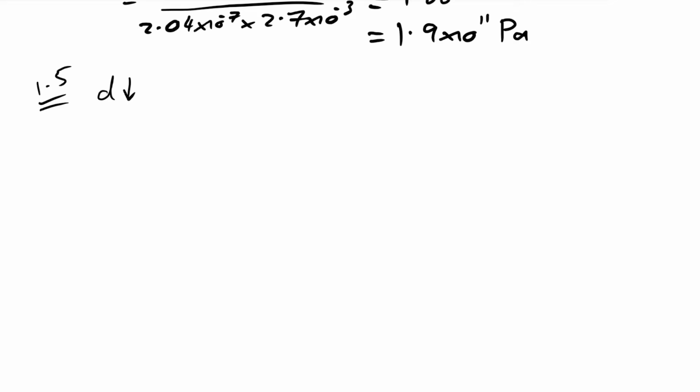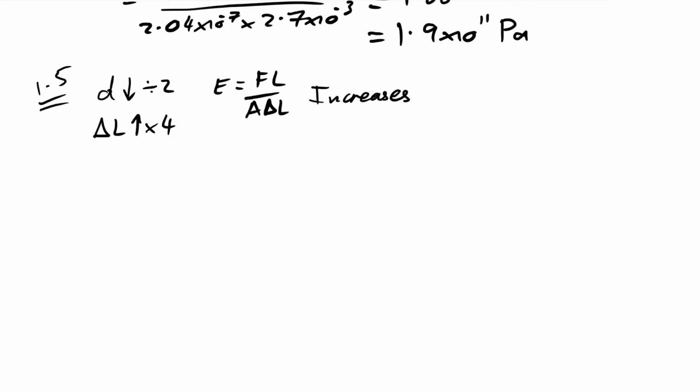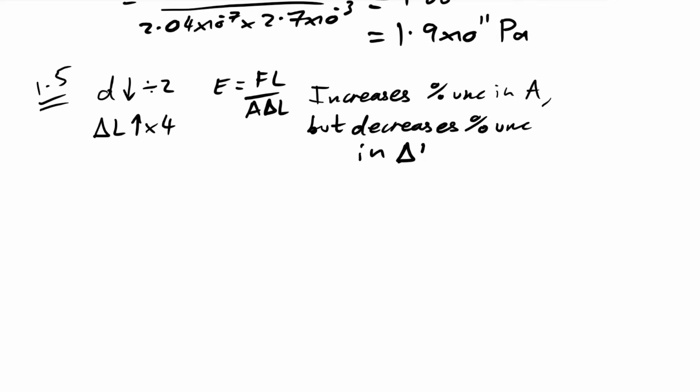1.5, we're now using a smaller diameter. So diameter has gone down. If diameter has gone down, that means extension is going to be increased. So what's that going to do to the percentage uncertainty? Well, let's say that the diameter goes down by a half. That means that the extension is going to go up by times 4, because obviously we're dealing with area, and that's proportional to d squared. So let's go back to our equation here. So therefore we can say that this increases percentage uncertainty in area. Because we have larger extensions, we can say it decreases percentage uncertainty in the extension.